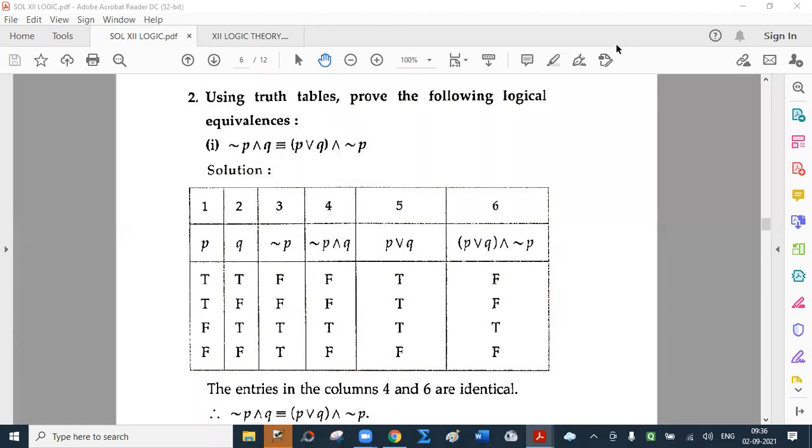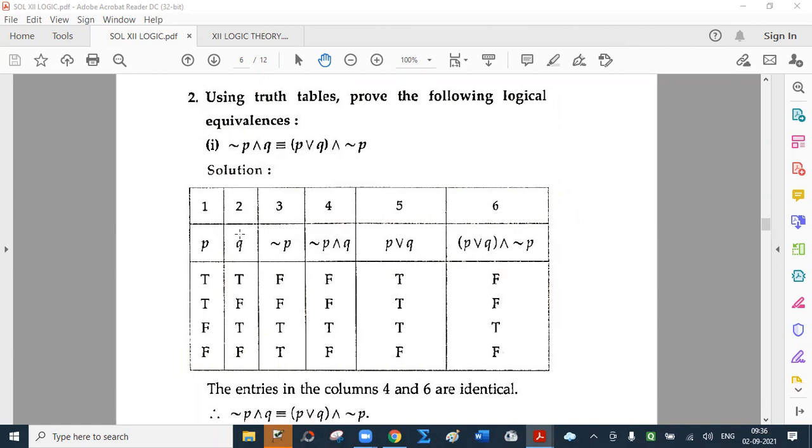Now, second question, using truth tables, prove the following logical equivalences. So there are 10 in all. We'll solve at least 5. The first one, not P and Q, we have to prove that it is equivalent to P or Q and not P. See the first column, you have to give numbers.